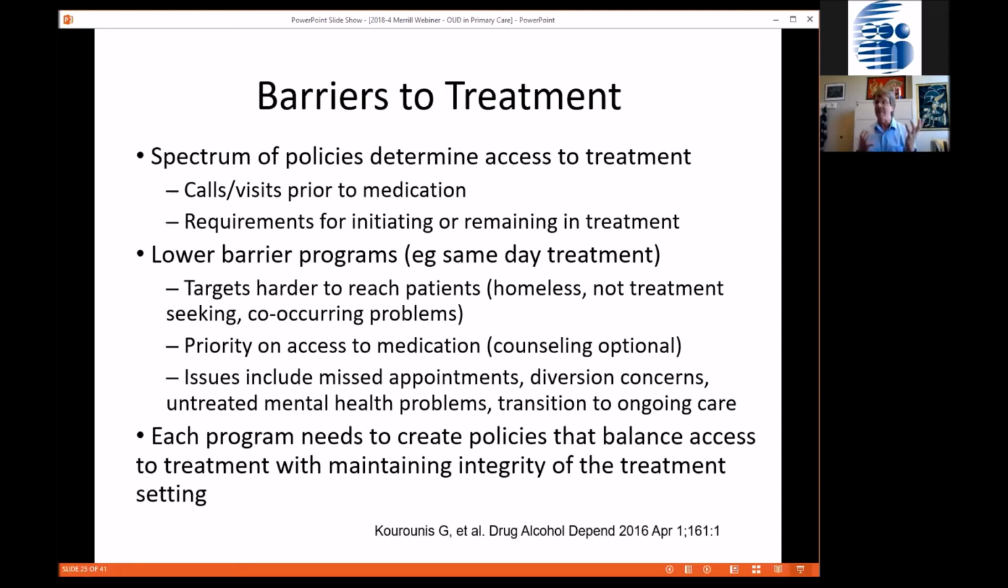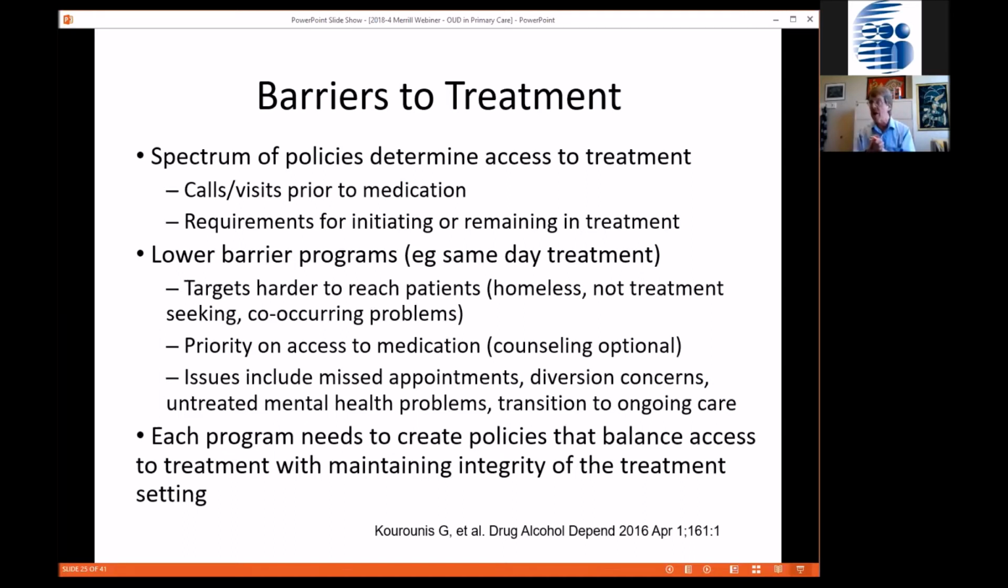And then how many appointments can they miss? What about diversion? If you have a low barrier program, people are missing appointments, using other drugs, maybe continuing opioid use. What is our responsibility around diversion? What about untreated mental health problems? Or if you have a very low barrier program starting patients the same day, how do you get them to ongoing care? So those are some of the issues around lower barrier programs.